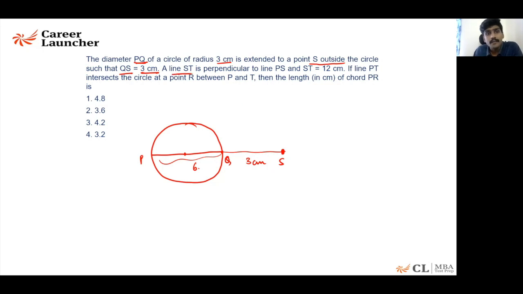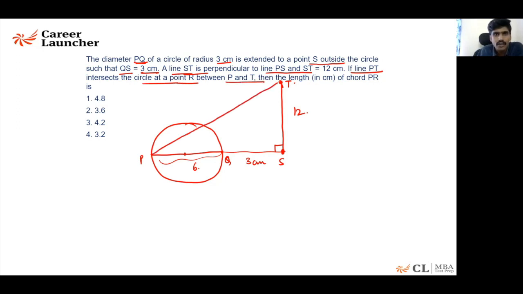Anyway, not to worry. A line ST is perpendicular to the line PS and ST is equal to 12 centimeters. So there is a point T somewhere over here such that ST is equal to 12 centimeters and this is a right angle. If line PT intersects the circle at a point R between P and T, so P and T are joined and you get a point R now, then the length of the chord PR is what is asked.